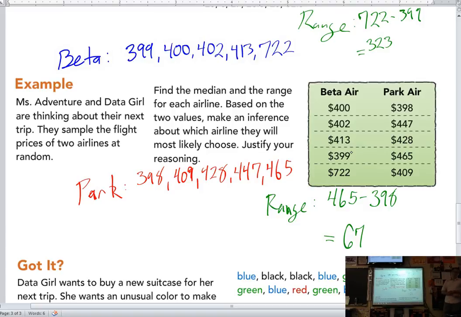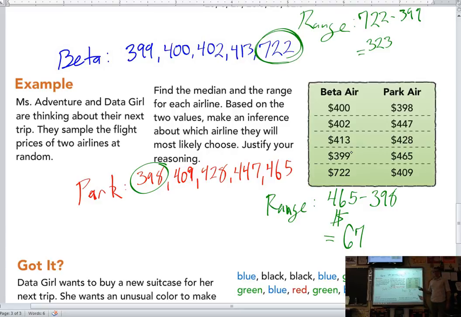Which airline has a tighter price bracket or price range? Okay, Park Air, their range is only $67. Which airline has the cheapest flight? Park, but not by much. But which airline has the most expensive flight? Well, okay, multiple people already said it. And by a lot.